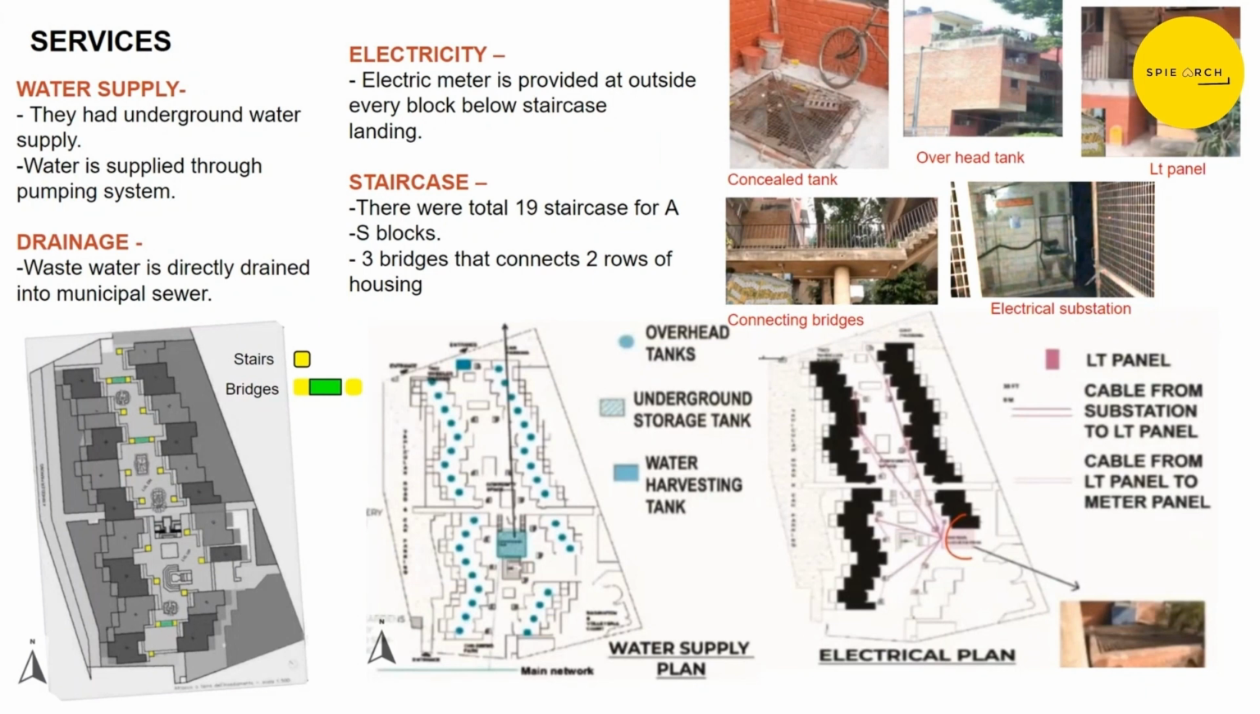Each residential unit has its own meter. The drainage for wastewater is directly channelized into the municipal sewer through concealed underground pipelines. A staircase for vertical circulation is provided, where there are 19 staircases and 3 connecting bridges to connect 2 rows of housing.